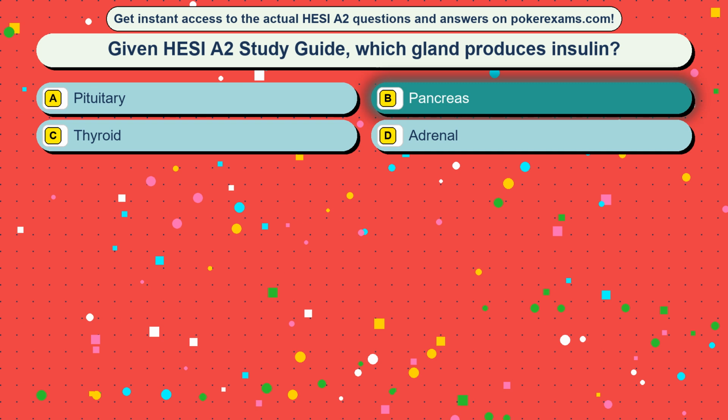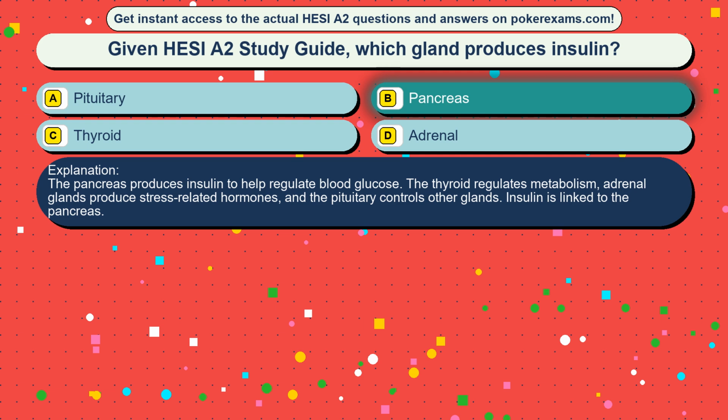The correct answer is option B, pancreas. The pancreas produces insulin to help regulate blood glucose. The thyroid regulates metabolism, adrenal glands produce stress-related hormones, and the pituitary controls other glands. Insulin is linked to the pancreas.